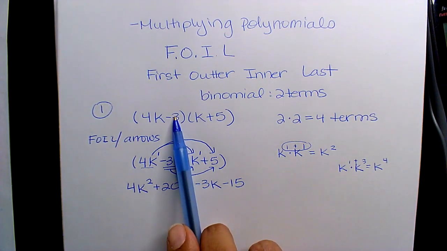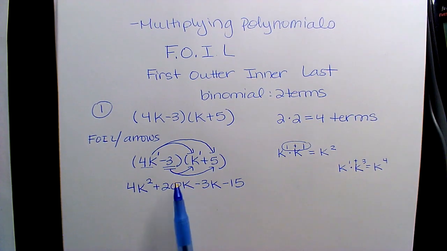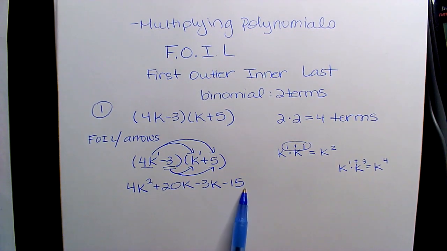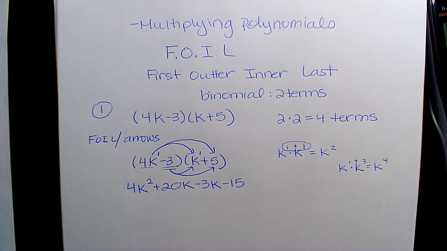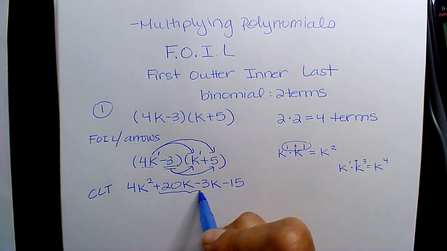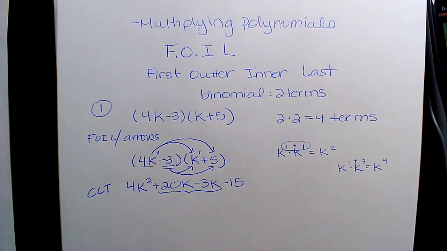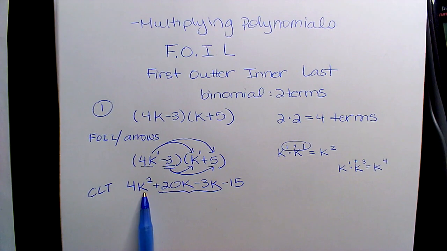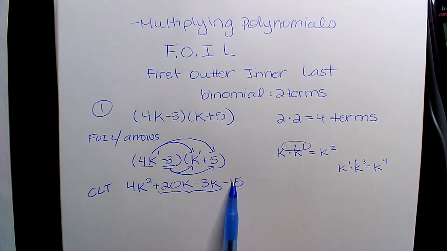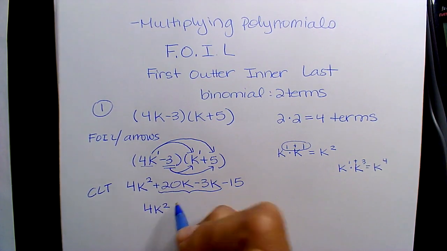So a binomial times a binomial is 2 times 2, which is 4, and that's how you know you did it correctly. You get the 4 terms. Okay, you're not done yet. You need to combine like terms, and typically they're in the middle. So see how that's k to the 1, k to the 1? This is k squared. There's no like term. Here's a constant, -15. There's no like term. So I get 4k squared.